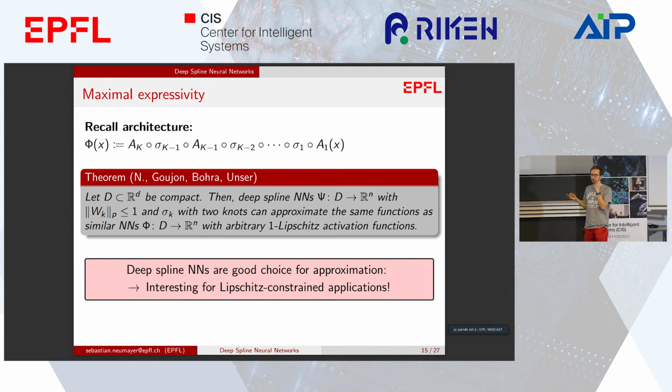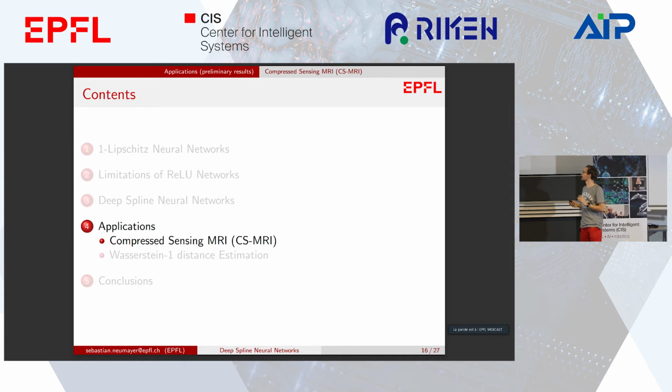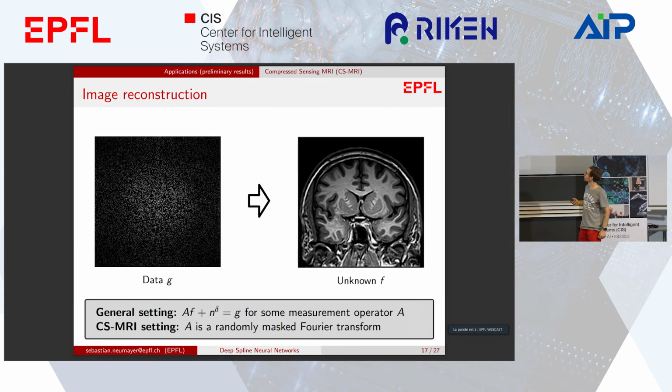So we started to benchmark them for Lipschitz-constrained applications. This is still ongoing work, so I just have a preliminary example here: compressed sensing MRI. You have an unknown image, like on the right. Then you apply the Fourier transform to it and randomly subsample it to get the data on the left. The aim is then to reconstruct the original image. In an application, you wouldn't have the image on the right, you would just have the measurements, but it's a synthetic example here.